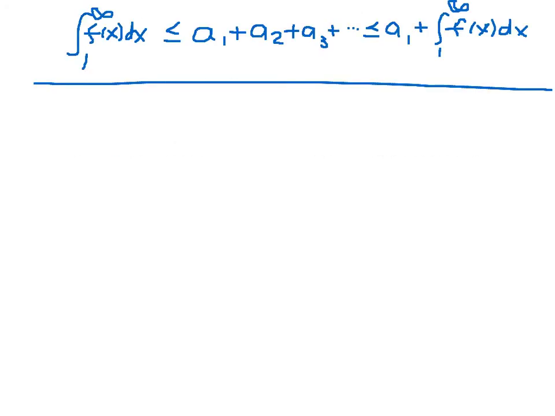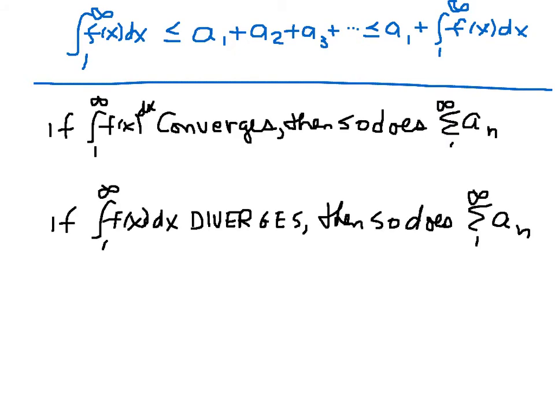So putting the two statements together, here is what we get. And we basically have this infinite series trapped between the improper integral and a sub 1 plus the improper integral. And that is the power of those two pictures. And so therefore we can make the following two statements. So here's what we get. It's pretty simple to see.